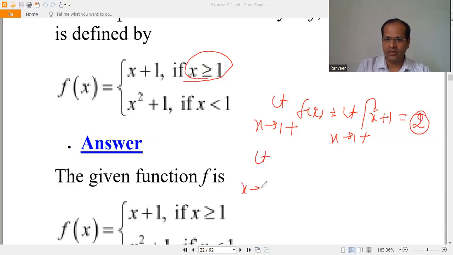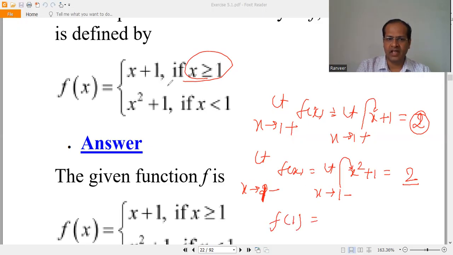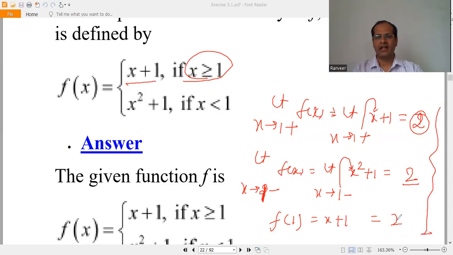Similarly, limit x tending to 1 minus f(x), the 1 minus definition is x square plus 1, and if we substitute the value here, then 1 plus 1 is equal to 2. And f of 1, the function definition is x plus 1, this is also 2. So this is nothing but a continuous function at the particular point 1. In this way we have to check all the points.